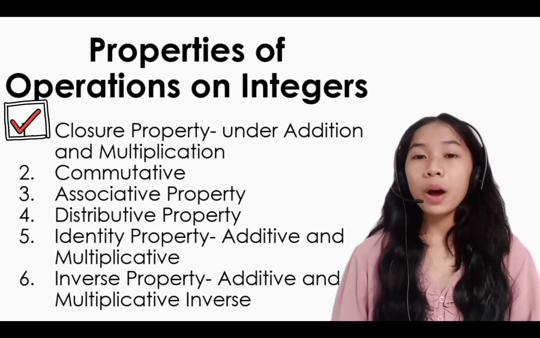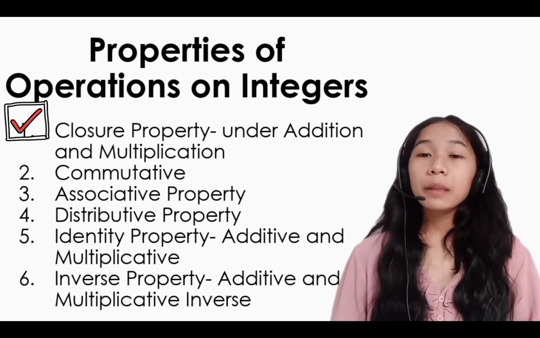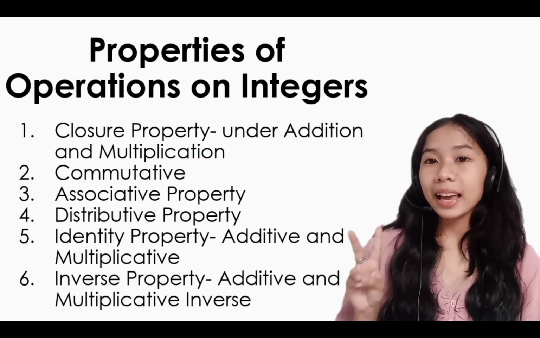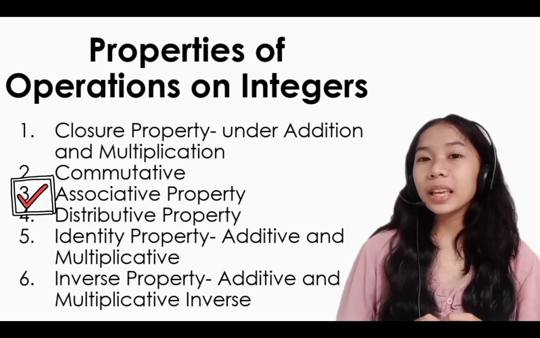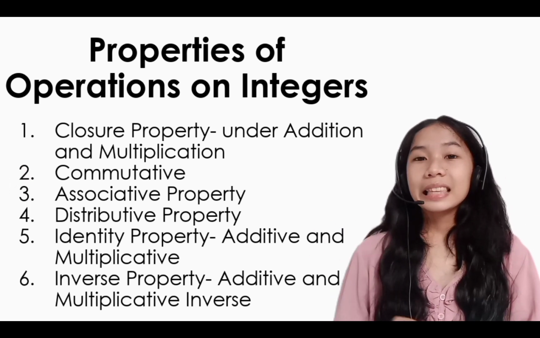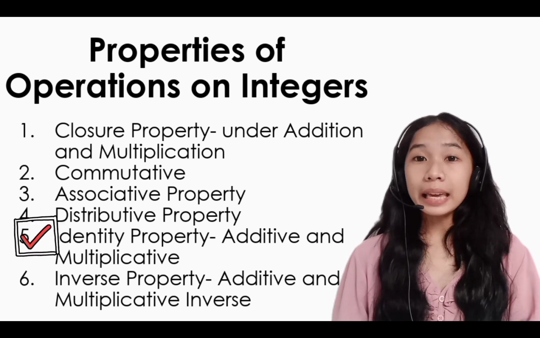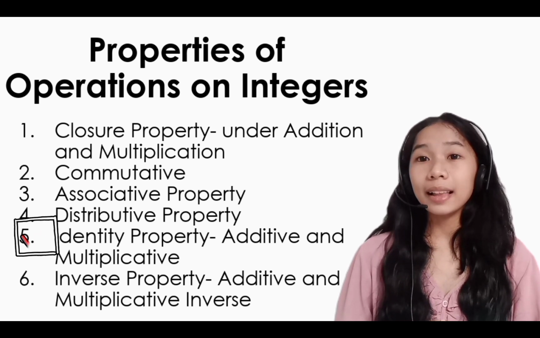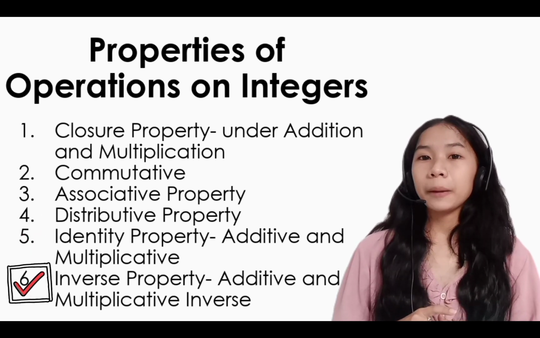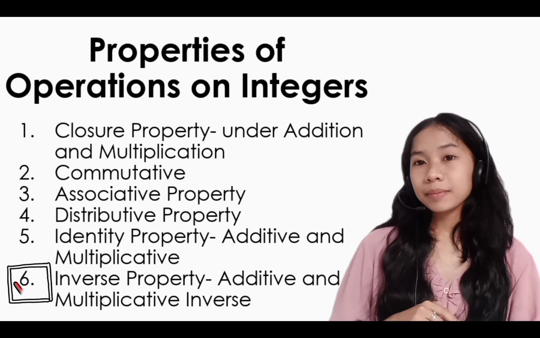Let's get started. First, closure property. Closure property holds for addition and multiplication. Second, commutative property. Third, associative property. Fourth, distributive property. Fifth, identity property: additive identity and multiplicative identity. And last, inverse property: additive inverse and multiplicative inverse.